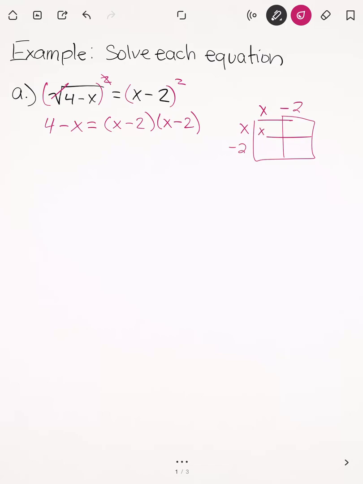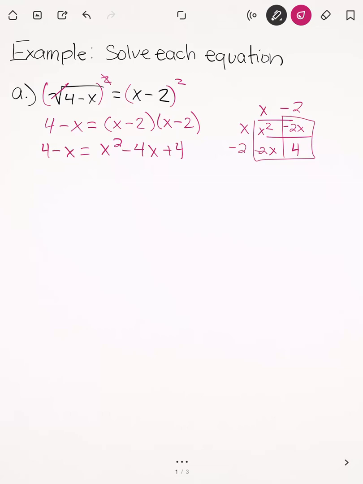So x times x is x squared. X times a negative 2 is negative 2x. Again, negative 2x. And negative 2 times a negative 2 is a positive 4. So when we do this, we get 4 minus x equals x squared. I combine negative 2x and negative 2x, and I get a negative 4x plus 4.